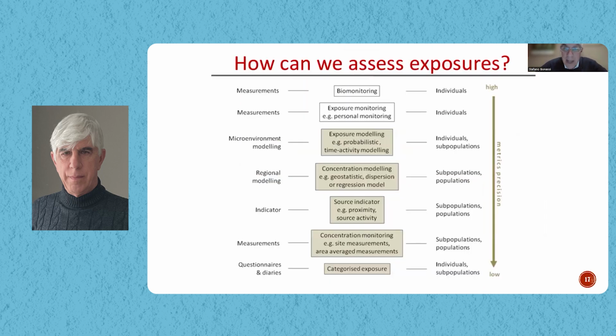So the exposure can be assessed through direct measurement, biomonitoring of the individual, which is the highest quality. Or we can use exposure monitoring, I told you, with an individual sampler. Then the quality is reduced step by step, it is lower. So exposure modeling based on the environmental data, or concentration modeling, or the identification of sources. And we can use, this is very commonly used, the proximity.